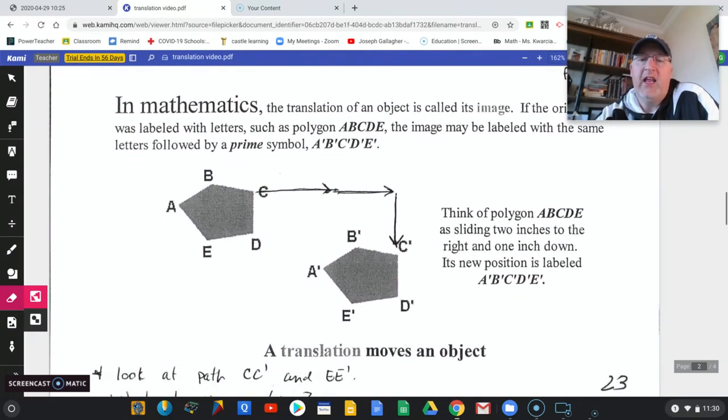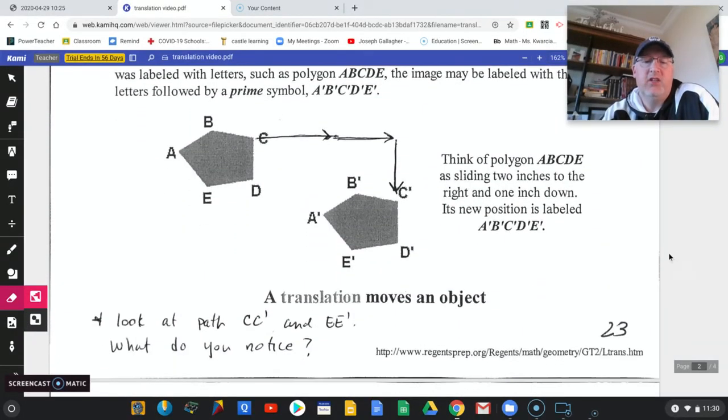Think of the polygon A, B, C, D, E as sliding 2 inches to the right and 1 inch down. I tried to show that if you started here at point C, you'd go 2 inches to the right and 1 inch down. There's my new point C. We call that C prime. Same thing happens to B prime, A to A prime, E to E prime, and so on. We're going to see that the translation is nothing more than moving the object.